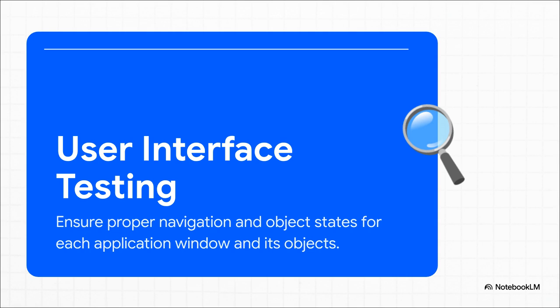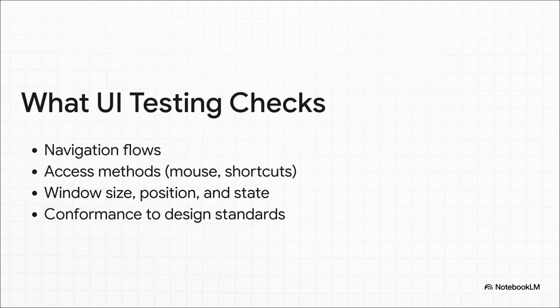From there, we zoom in a bit and focus on the user interface, the UI. This isn't just about what a button does anymore, it's about the whole visual experience. Is it easy to get around? Does everything on the screen look and act the way it's supposed to? So we're checking things like, can you actually navigate from point A to point B smoothly?